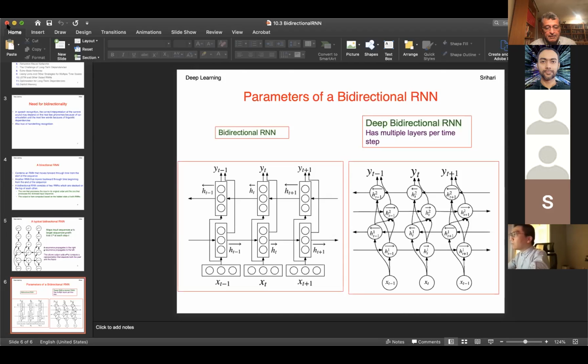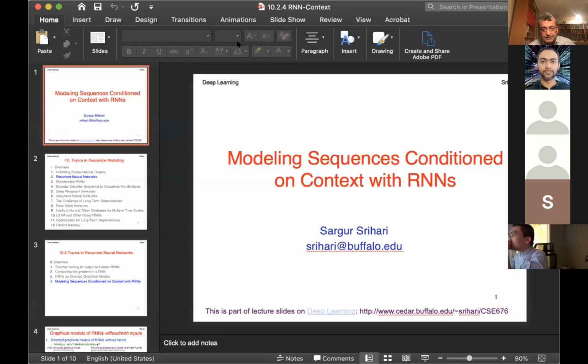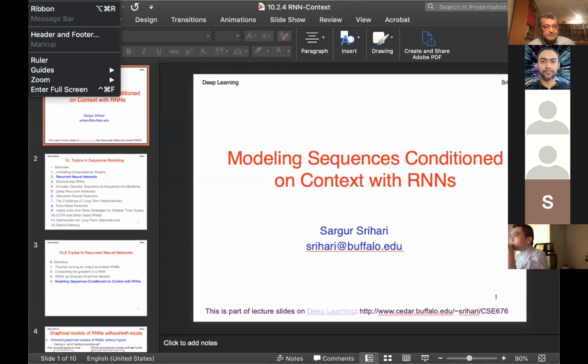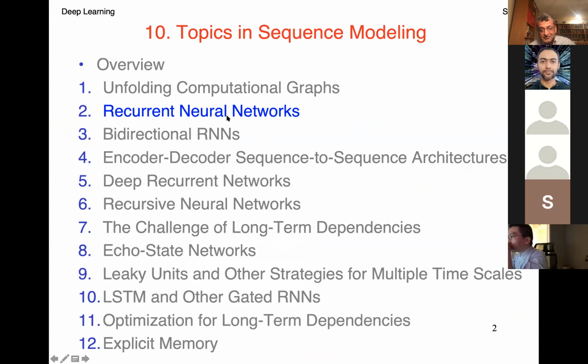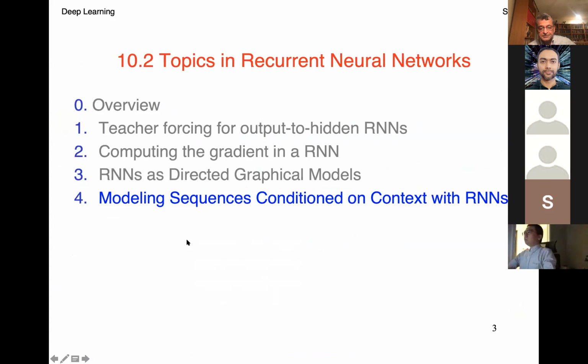So bidirectional we're done with. All right, is that 10.2.4 that we need? Okay, I think this is an important topic: modeling sequences conditioned on context with RNNs. We are still in recurrent neural networks, and there are all these other topics. We are just stuck on recurrent neural networks. We're doing 10.2.4, which is the last of these topics on recurrent neural networks.